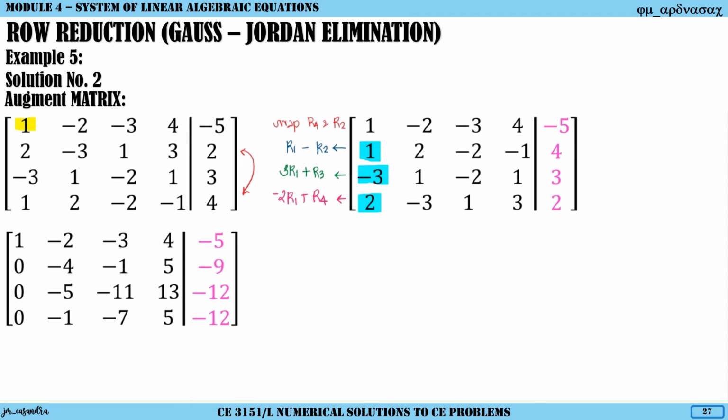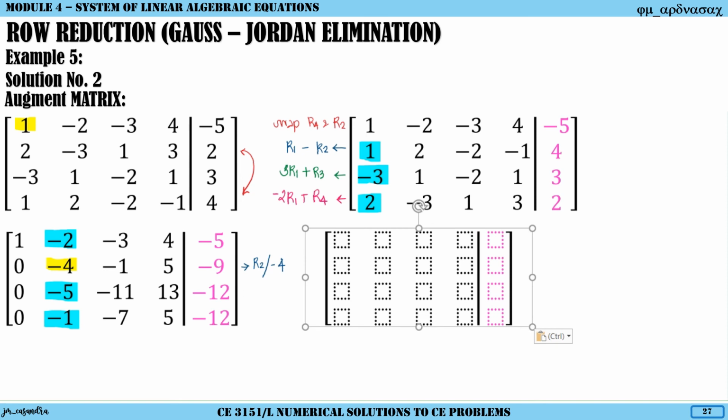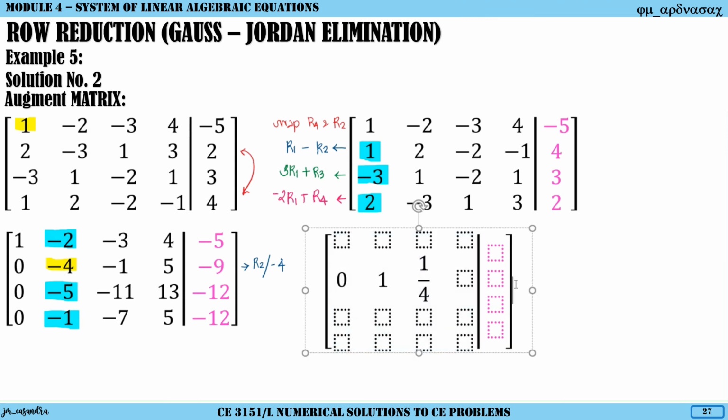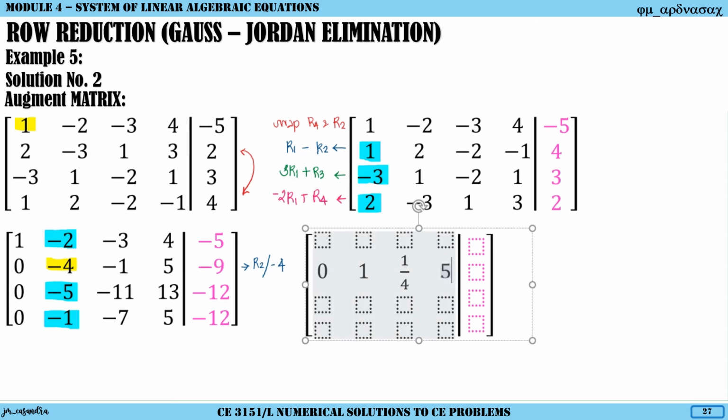So next we reduce the second column. So we first equate this to 1, and the remaining will now be reduced to 0. So in that case, we reduce this by dividing R2 by negative 4. So we'll arrive at 0, that's 1, 1/4, and then we have 5 over 4. And then this one is 9 over 4.